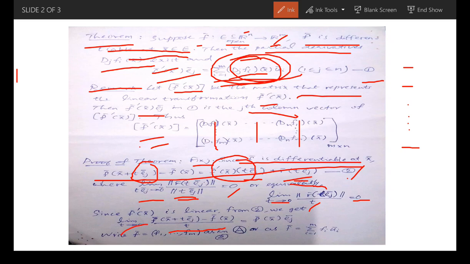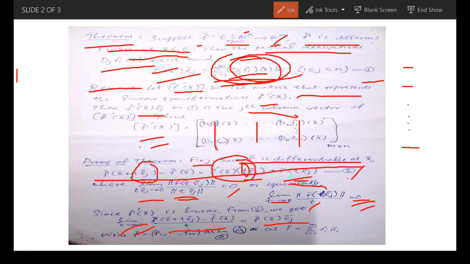Now take limit as t tends to 0 both sides. That r of tej divided by t, its limit equal to 0 by this. And something tends to 0 if and only if its norm tends to 0. So I get limit of this equal to f dash x times ej, because I divided by this t. Hope you understood. So this is what I get.